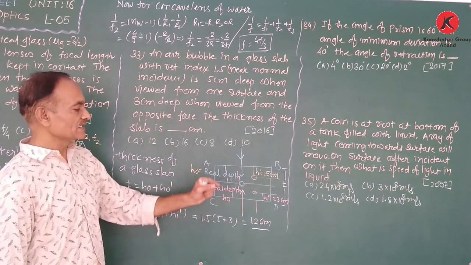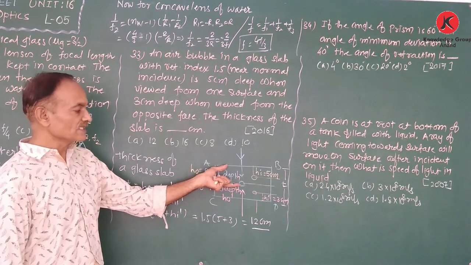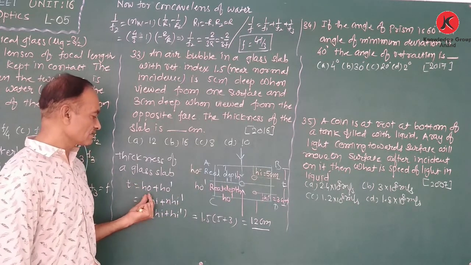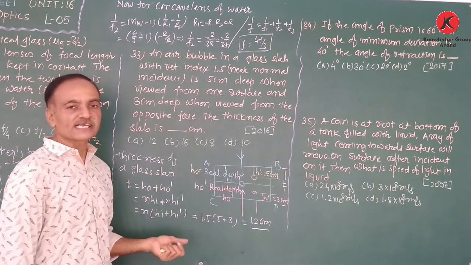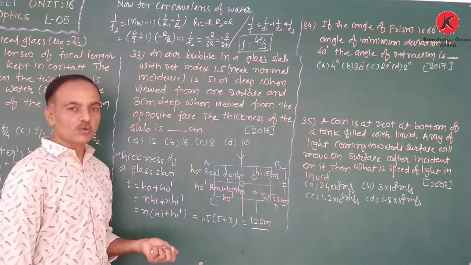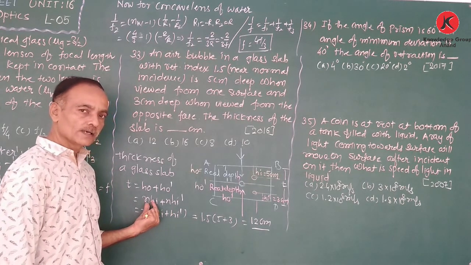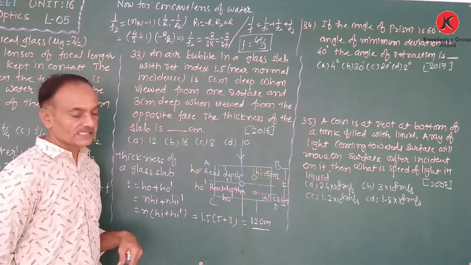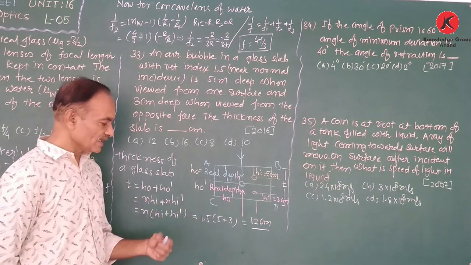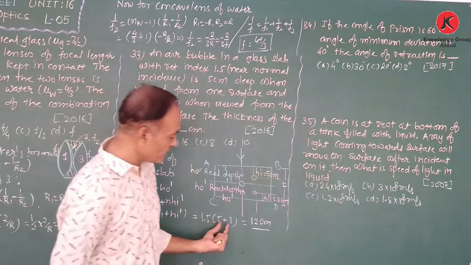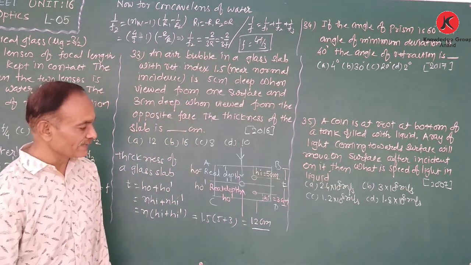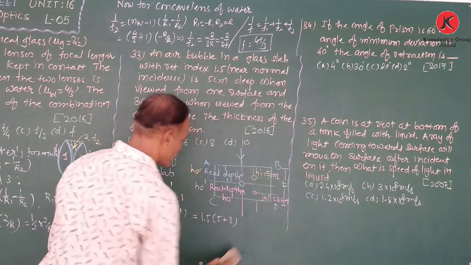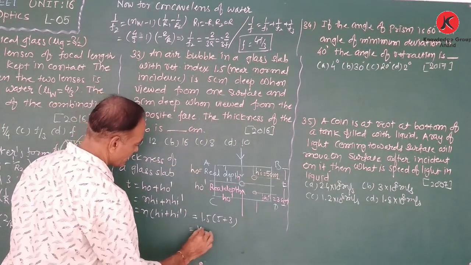Thickness of a glass slab is the addition of real depth from one side plus real depth from the other surface. So T is equal to HO plus HO dash. Now we are using N is equal to HO upon HI. Therefore HO is equal to N HI. N is common, HI plus HI dash. So 1.5 times (5 plus 3) is equal to 12 centimeter, which is our answer.